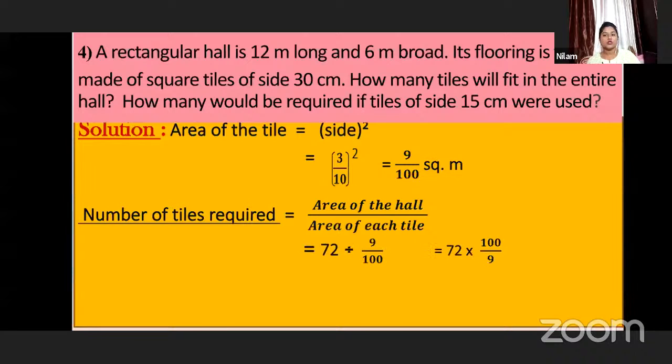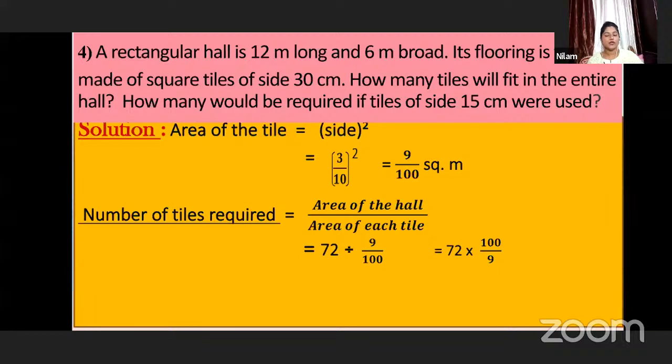And the hall's area also we got. The area of the hall was 72. Just now we have seen 12 multiplied by 6. Okay, so it was 72. So 72 divided by area of each tile. The area of each tile is 9 upon 100. So as it is in fraction, we will do cross multiplication, that is multiplicative inverse of 9 upon 100. It will be 72 divided by multiplicative inverse of 9 upon 100, which is 100 upon 9.